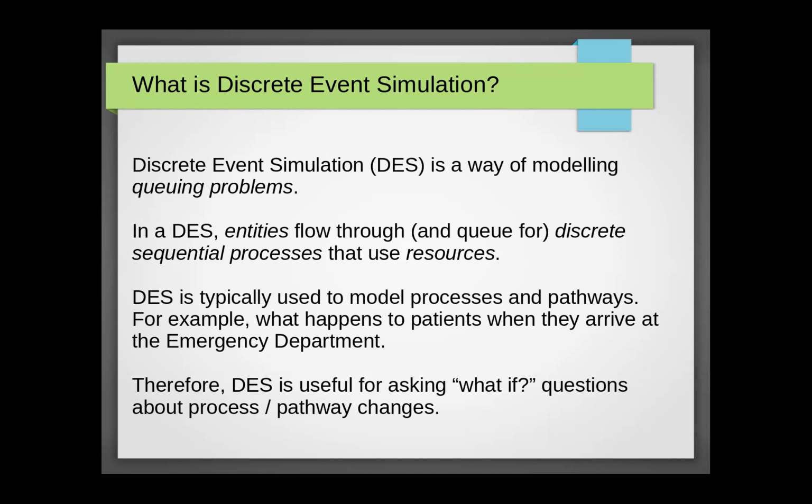And so because of that, very often discrete event simulation is used to model pathway problems. So what happens to patients when they arrive at the ED in our original example, or what happens to patients when they arrive at their GP surgery, or what happens when you book in an offender into the local police station. These are all processes. A set of things happen, and at each stage you need some resource, and it might be some person resource or some stuff, or both usually. So discrete event simulation is useful for asking those kind of what if questions about changes to those processes.